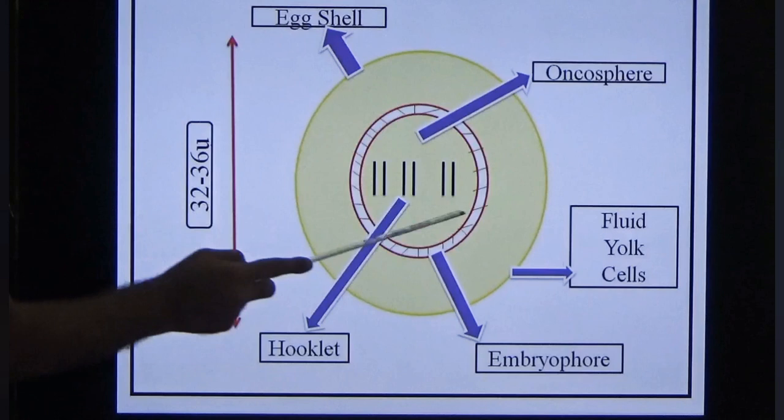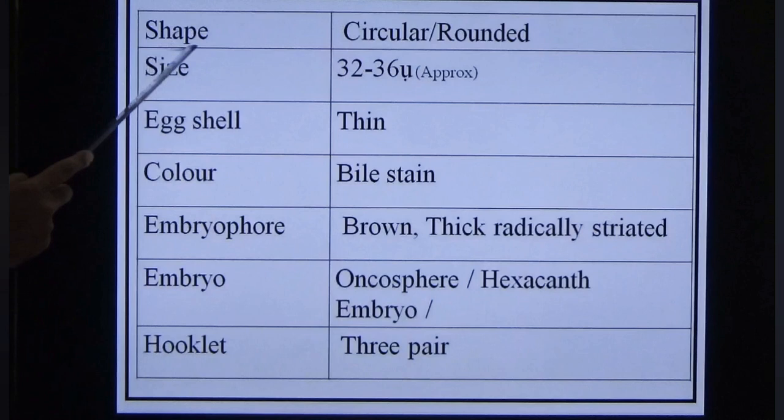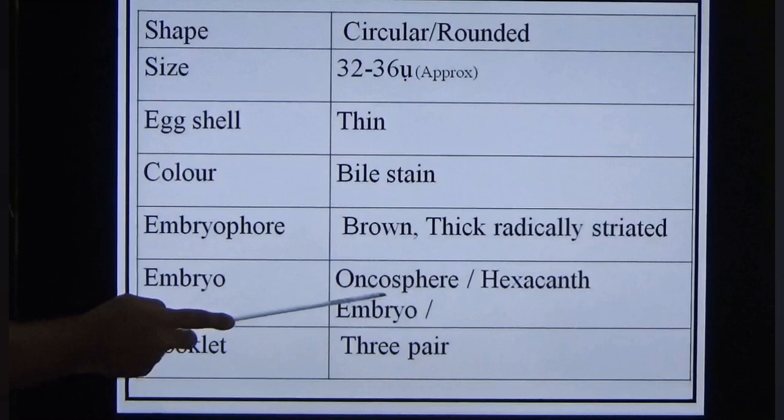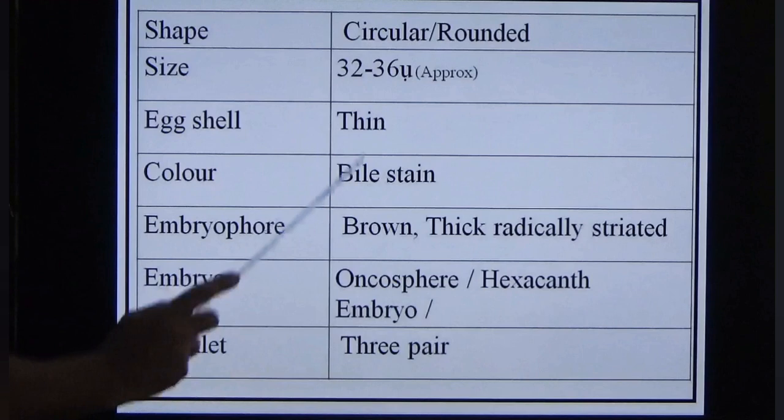The shape is circular, and the size is approximately 30 to 36 micrometres. The eggshell is thin, bile stained in color, and the embryophore is brown, thick, and radially striated. The embryo, the oncosphere or hexacanth embryo, has three pairs of hooklets.